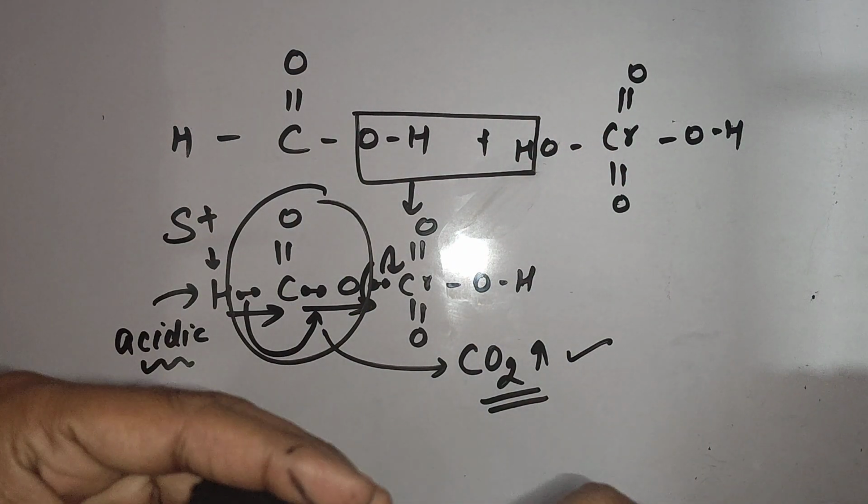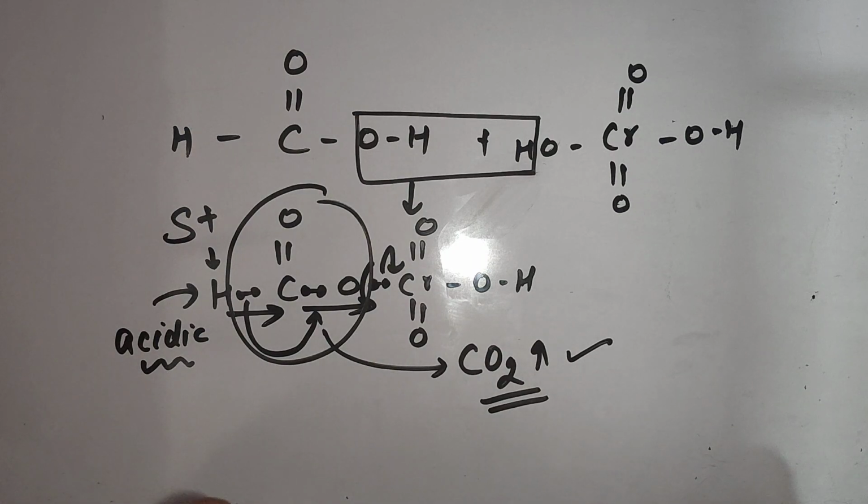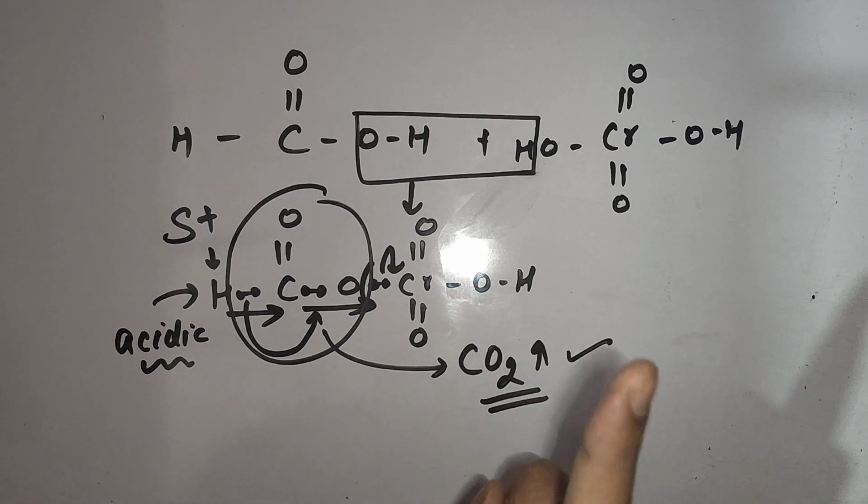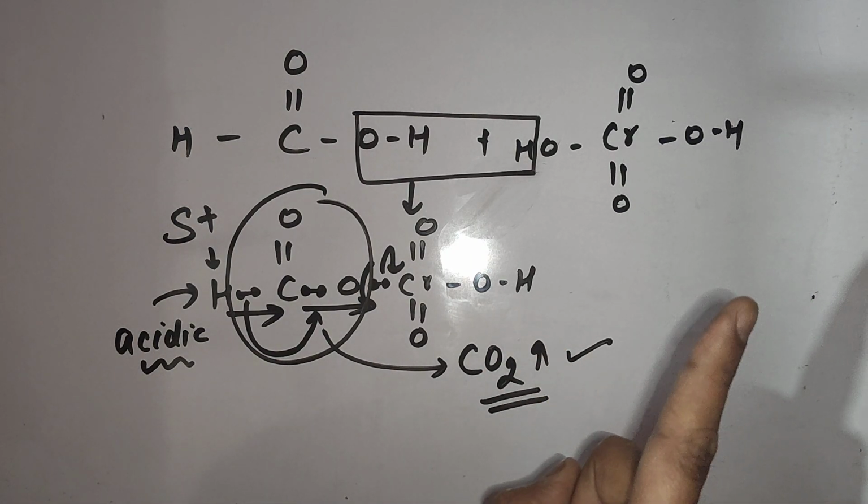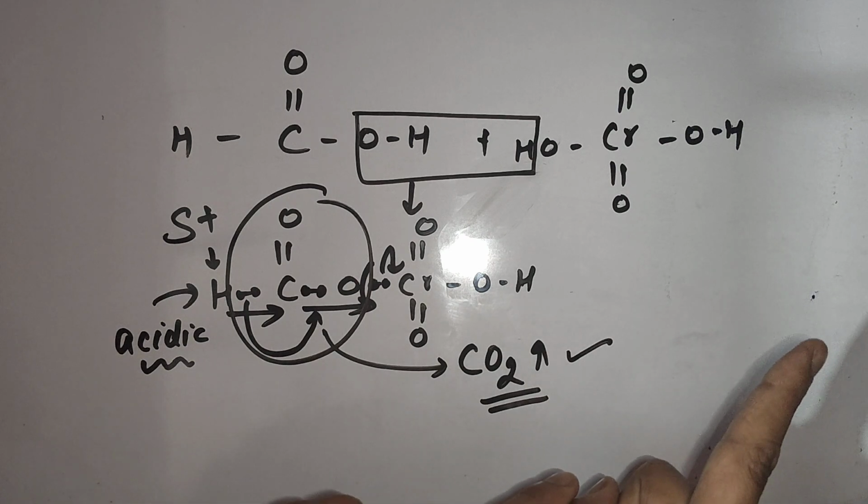That's it. This is the end of the video, where we have understood 1 degree alcohol oxidation by K2Cr2O7 up to the carboxylic state with mechanism.